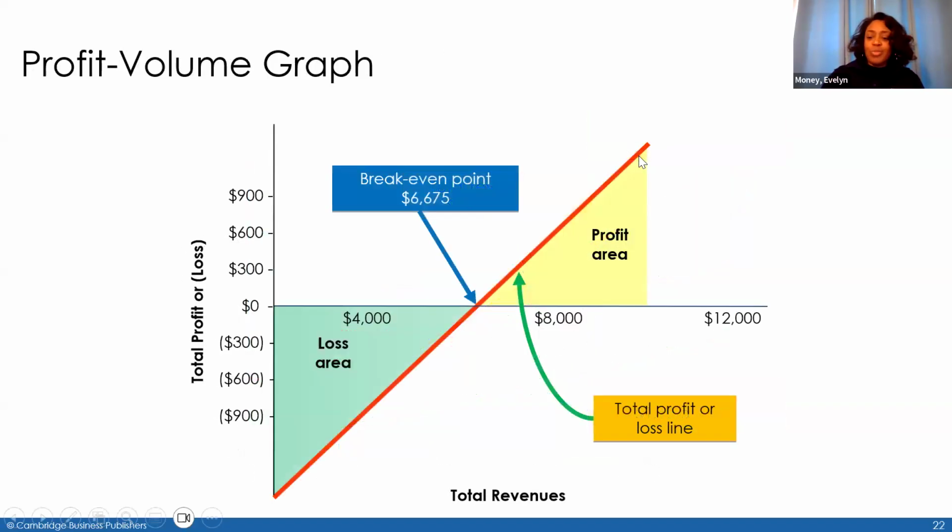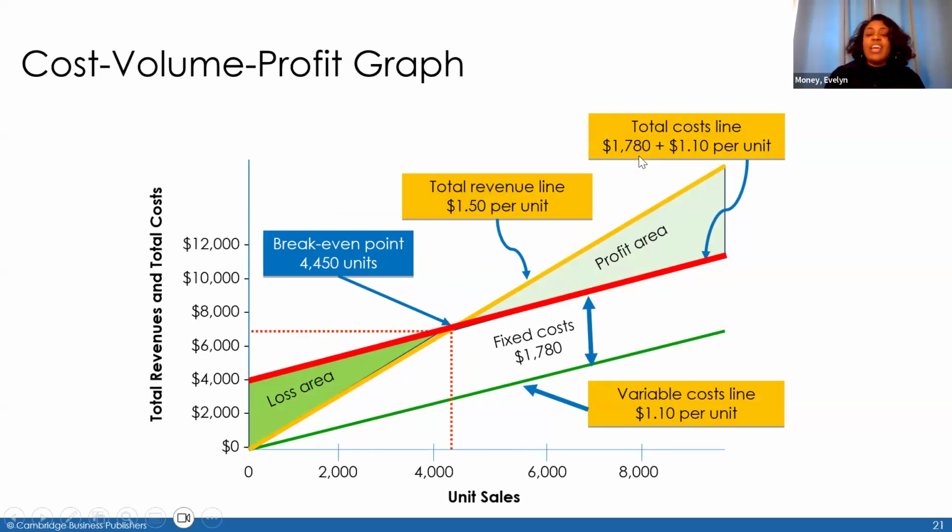Here's my equation for my total cost line. It is my fixed cost plus my variable cost per unit, so that's 1.10, it should be times X. Now, let's look at the different components here and continue with the revenue line. With the revenue line, if I don't sell anything, I don't have any revenue at all. So that one does start at 0, 0.